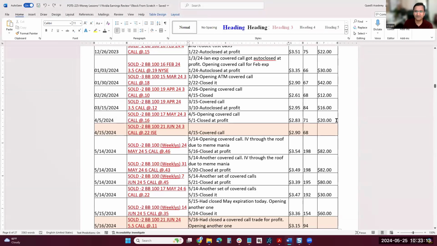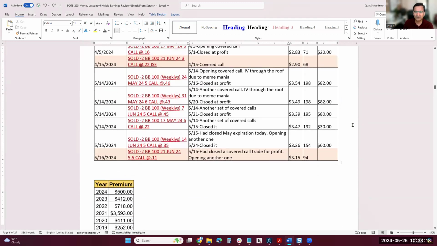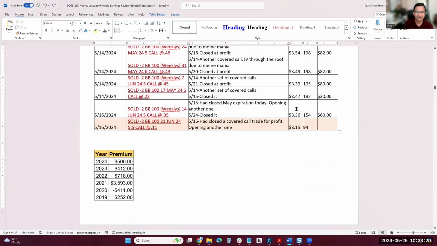So from a stock perspective, it'll be a capital loss, but I know that I've already gotten so much premium from BlackBerry, so I don't have to worry much about it.